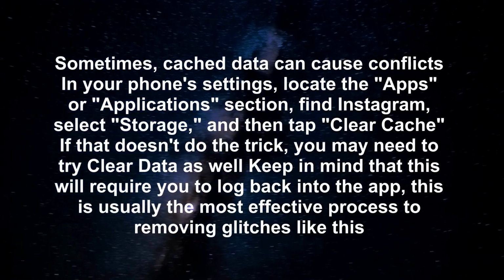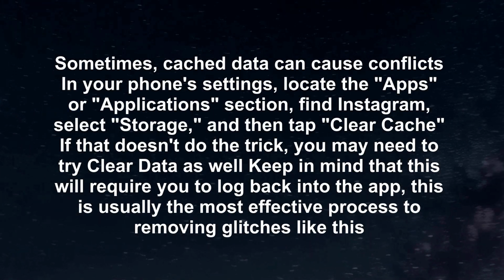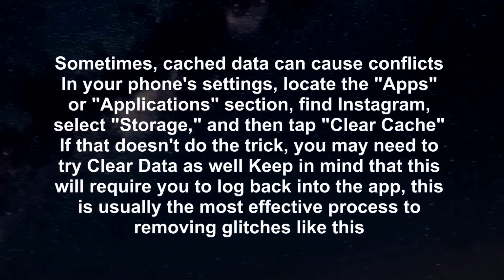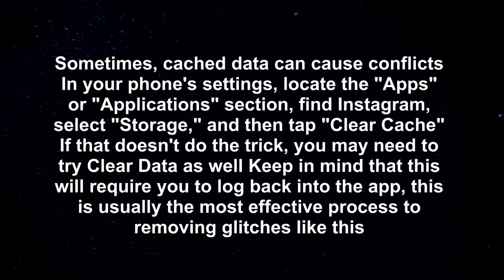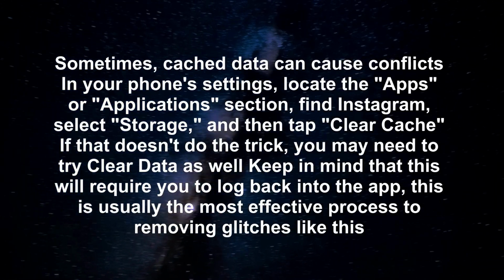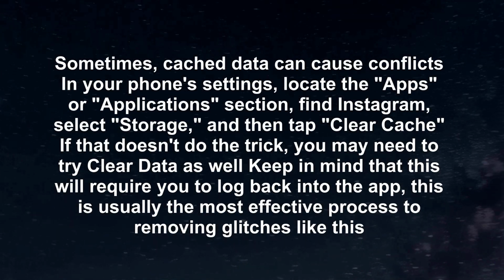Sometimes, cached data can cause conflicts in your phone settings. Locate the Apps or Applications section, find Instagram, select Storage, and then tap Clear Cache. If that doesn't do the trick, you may need to try Clear Data as well. Keep in mind that this will require you to log back into the app. This is usually the most effective process to removing glitches like this.